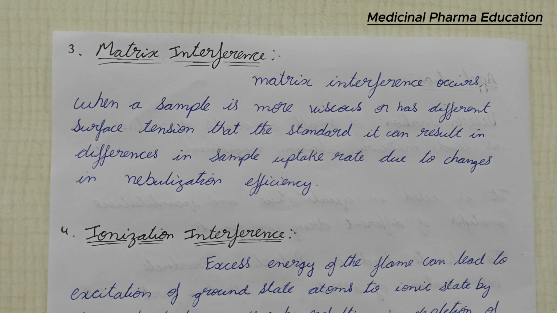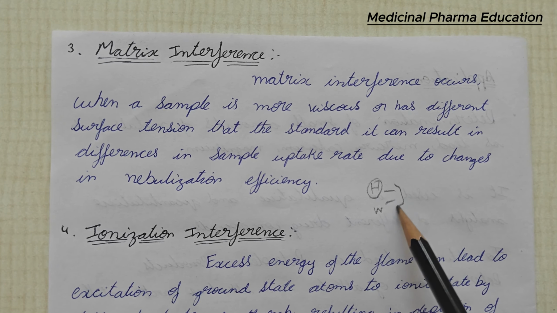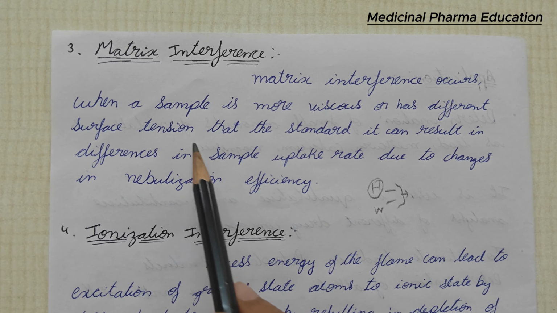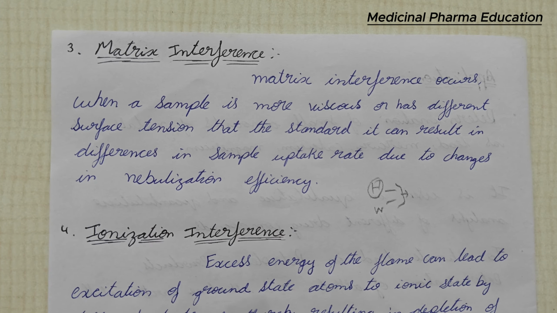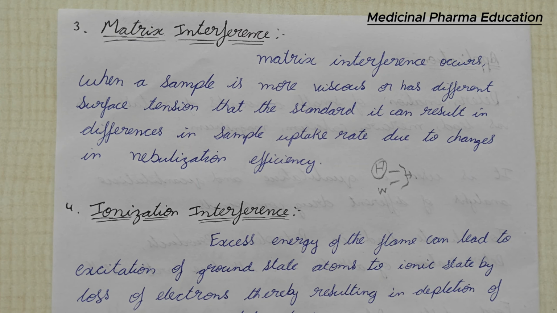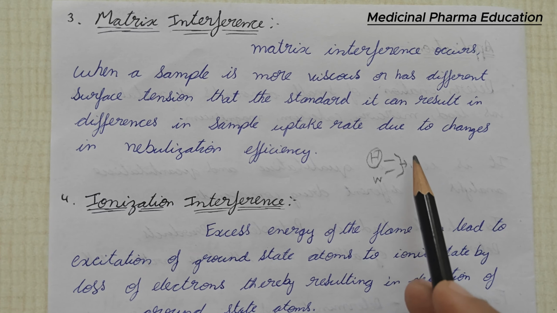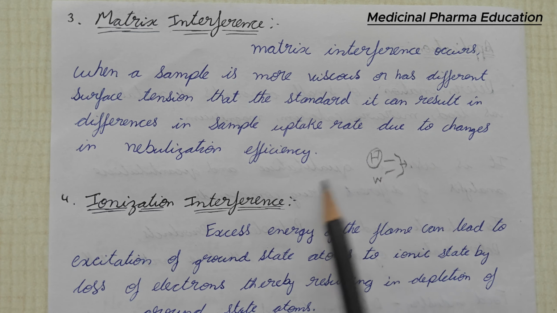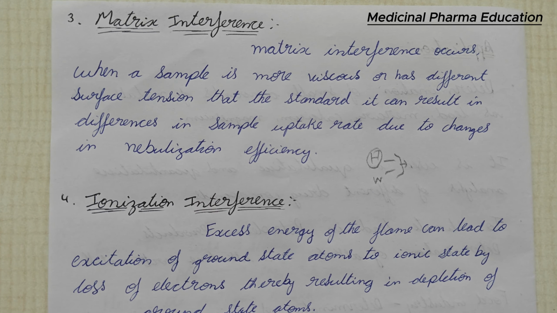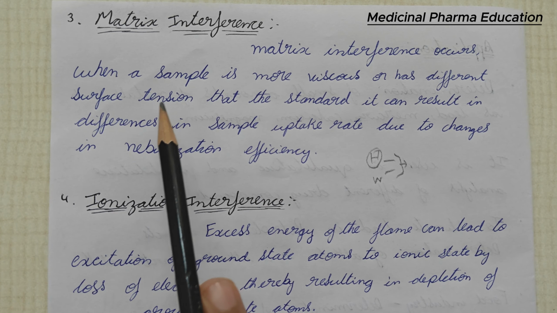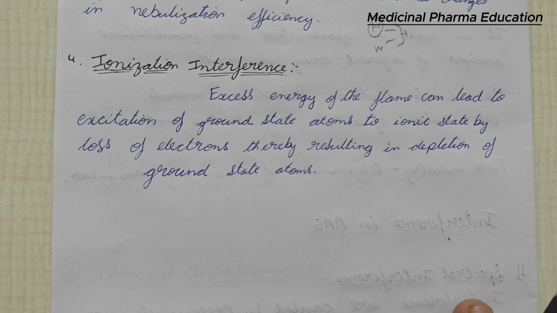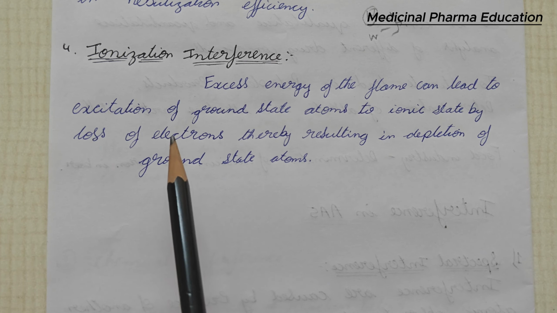The effect of nebulization is like this: if you take honey and if you take water, the flow properties of the two are different. This influences the result. This is called matrix interference. It is due to the nebulizer, which can't pump the sample into the flame at a uniform rate because the viscosity is higher or it has a different surface tension. This is matrix interference. I hope you have understood clearly.